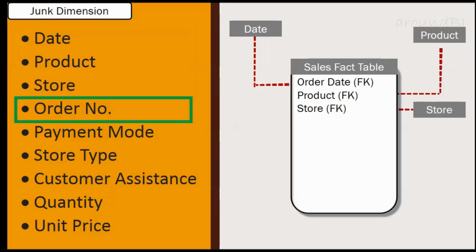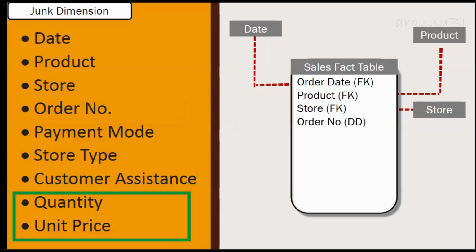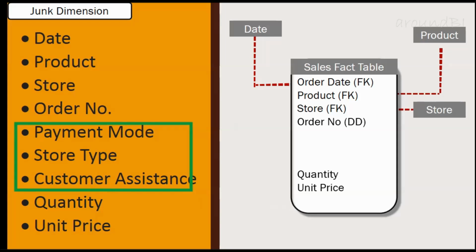Order number. In a previous video tutorial, we had discussed degenerate dimensions, and order number fits into that category. So as a degenerate dimension, order number will attach to the fact table. Quantity and unit price are numeric entities, so both will also fit in the fact table. We will talk in detail about the remaining three fields.